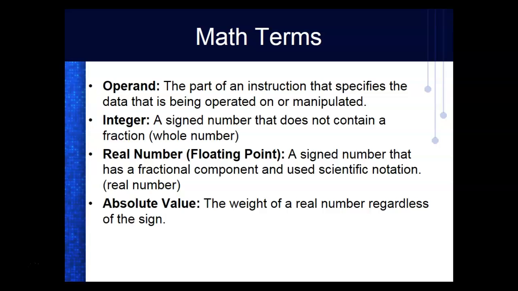Real numbers, this is what RS-Logic 500 calls floating point numbers. That's why I put that in parentheses. If you get to a plant that's still using RS-Logic 500, most new PLC programmers calls them real numbers. So floating point numbers means the number has the ability to move within the number. That's all that means. A signed number that has a fractional component and uses scientific notation. Absolute value, the weight of a real number regardless of the sign. Everybody okay there?